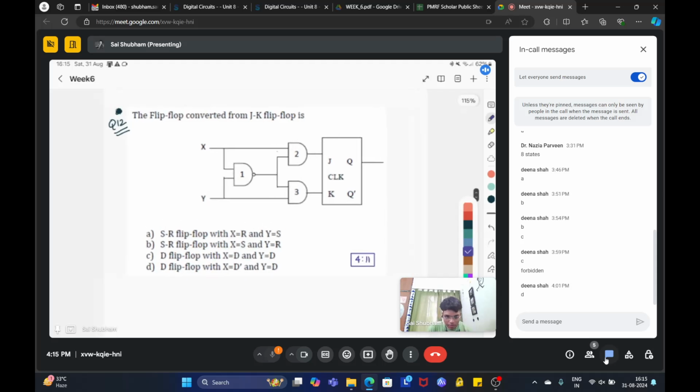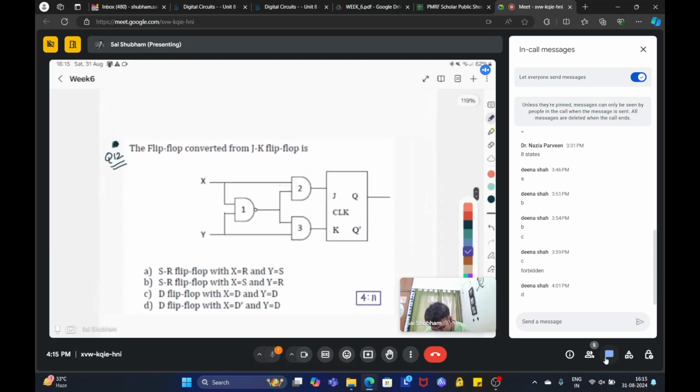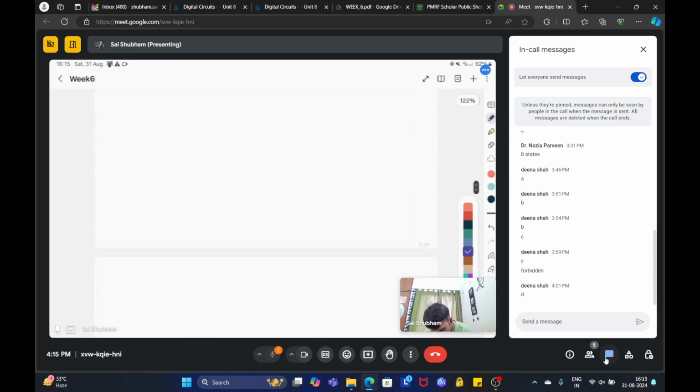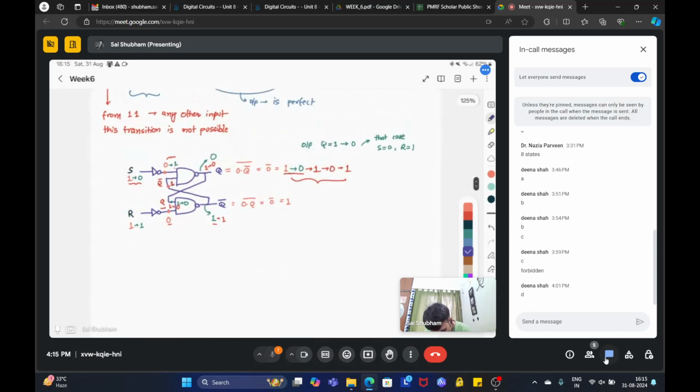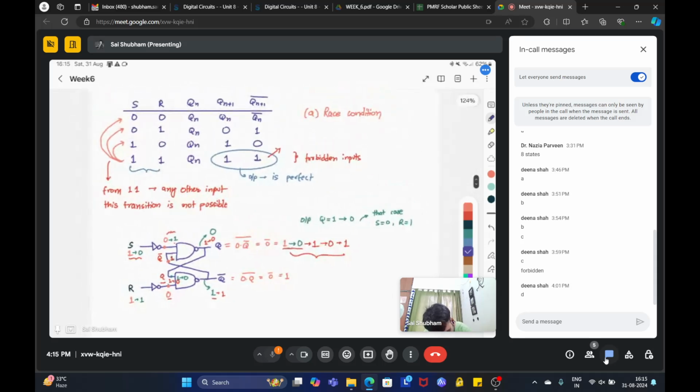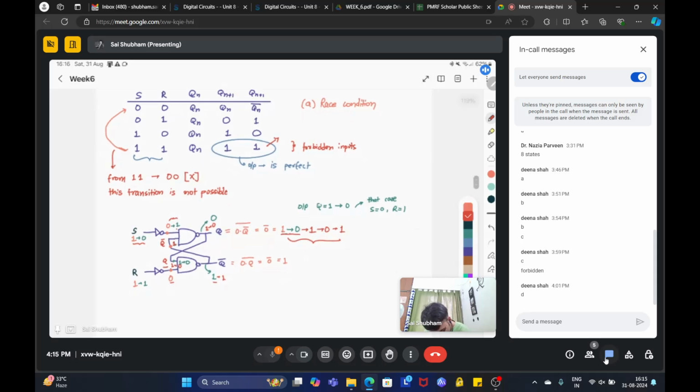So just a couple of minutes. I would like to explain the previous question. Okay. So in this case, what I had initially said was that any other transition is not possible. But in this case, only one transition is not possible. From 1 1 to 0 0, this transition is not possible. The rest of the transitions are possible. Okay.